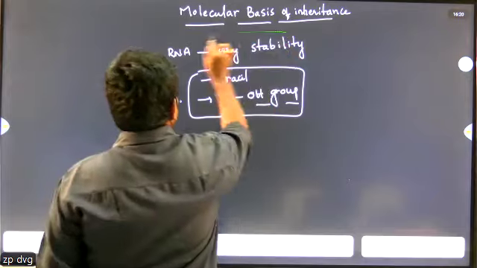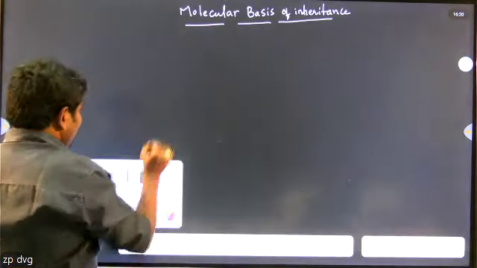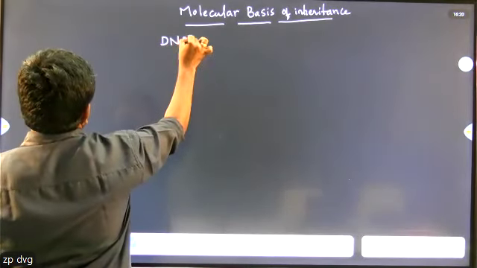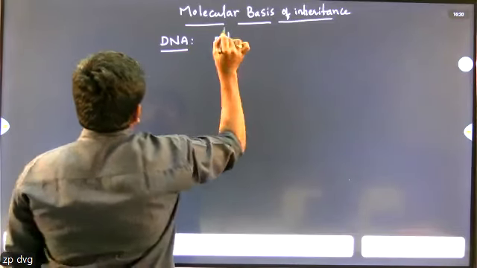RNA is replaced by DNA in higher organisms. RNA is only present in lower organisms, and next one is DNA. So DNA, let's see the structure of DNA. DNA is called a polynucleotide strand.